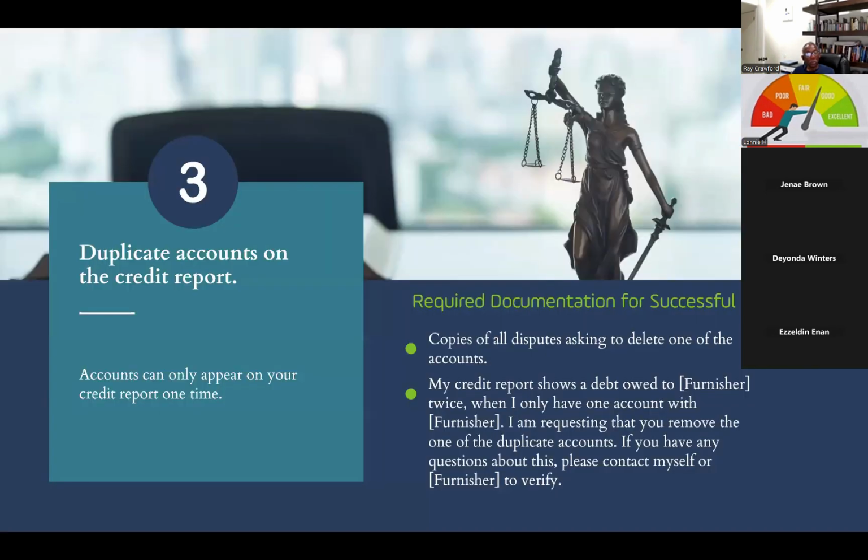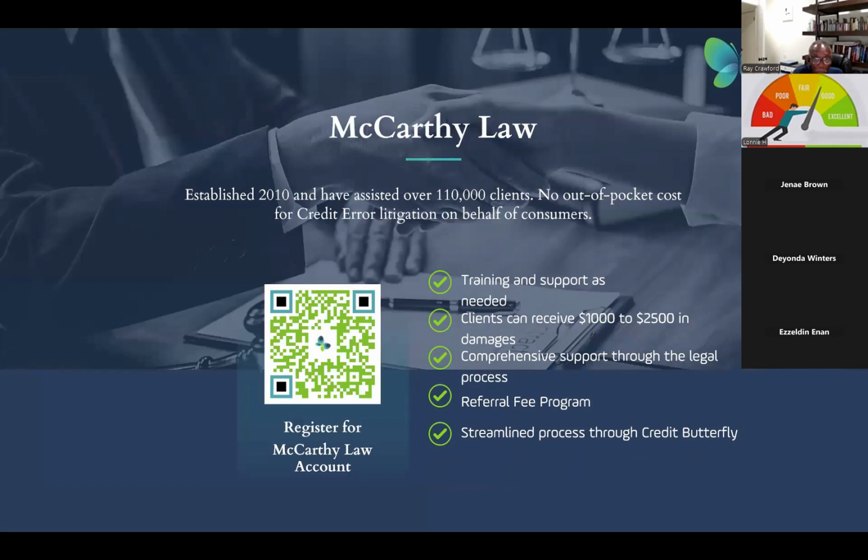So I'm just going to go back through. So this is the McCarthy law. I will send out the link in case anyone has not registered, if they're interested. And I'm going to find out about the training and support as needed, because I know they have training and support. So I'm just going to find out if they have tutorials and stuff, and find out how we can access that. Because I think they're such a great resource, and they do provide good support. They have paralegals, and you can usually ask for paralegals, and you can ask a lot of questions.